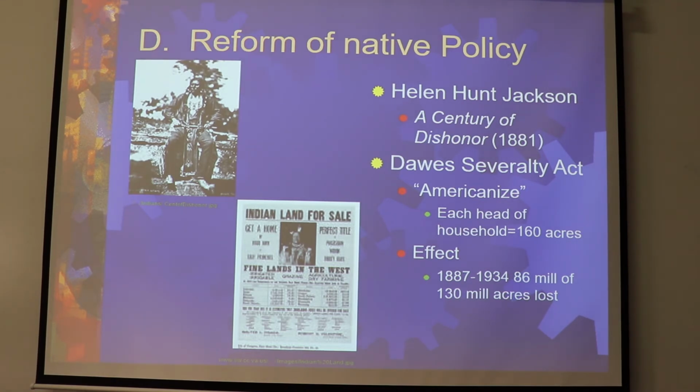Basically, its plan was to Americanize the Native Americans. Now, how was it going to Americanize the Native Americans? Well, it was going to give them land. It was going to give every head of household 160 acres and give lesser amounts to other members of the family.